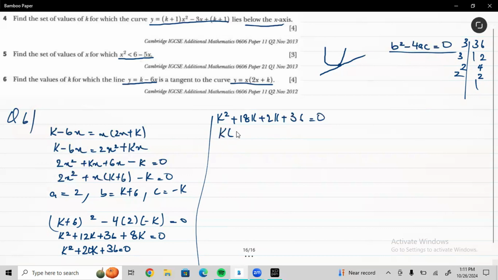k is the common, k plus 18, and here we get 2 as the common, k plus 18 is equals to 0. So we have got two values for k. k is equals to negative 2 and k is equals to negative 18. So that's it. We can say that the values for which the straight line is a tangent to the curve are negative 2 and negative 18.